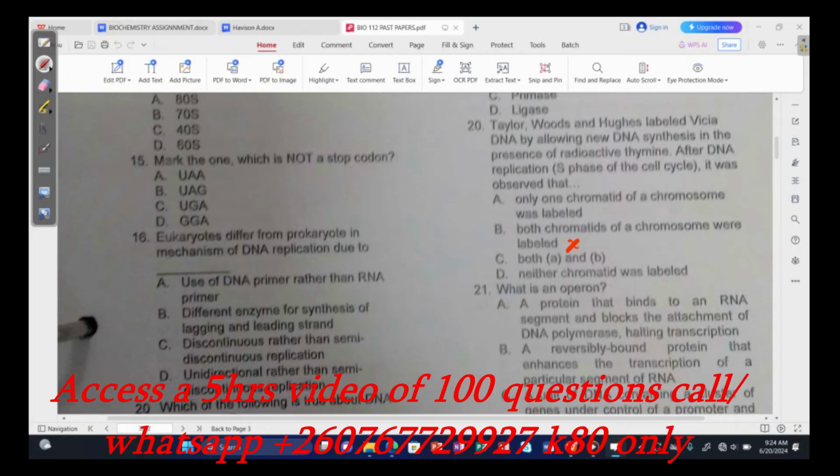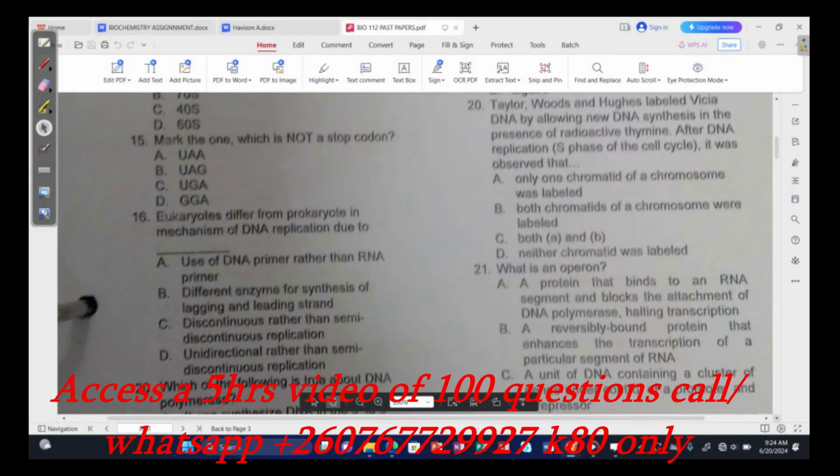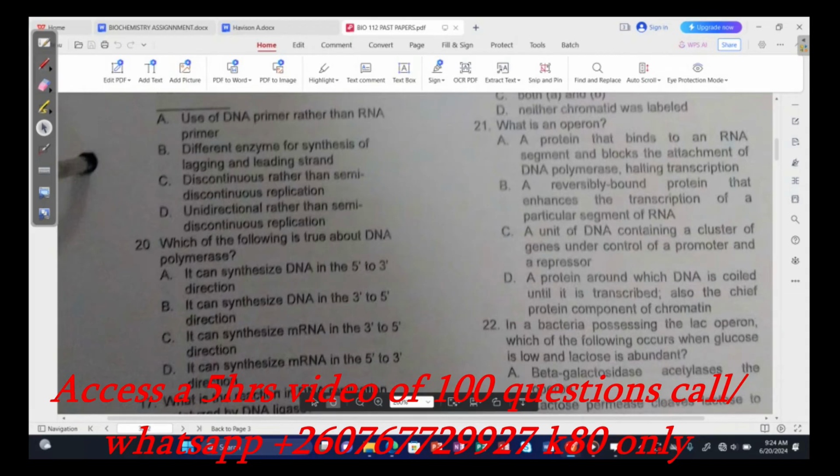Neither chromatid was labeled. So one was labeled, the other one was not. So the correct answer here is option A. So this experiment was conducted just to confirm the findings of Meselson and Stahl that DNA replication was semi-conservative. 21. What is an operon?